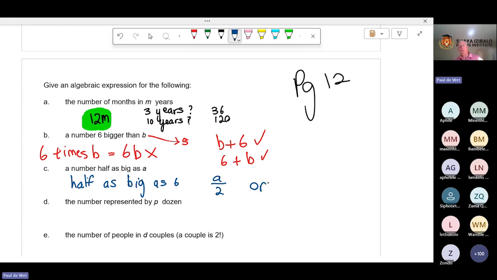Guys, I want to show you we can also write this as half A. This means half times A, half of A. All right. Okay.